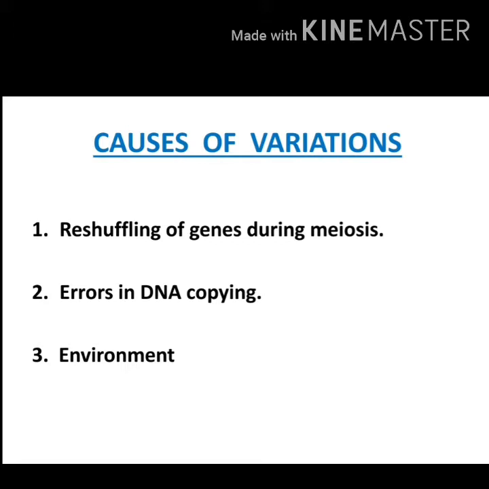How are variations caused? We have already learned that sexual reproduction gives rise to more variation when compared to asexual reproduction. But whatever it is, in asexual reproduction also variations can occur. So what are the causes of variations? The first cause is reshuffling of genes during meiosis.